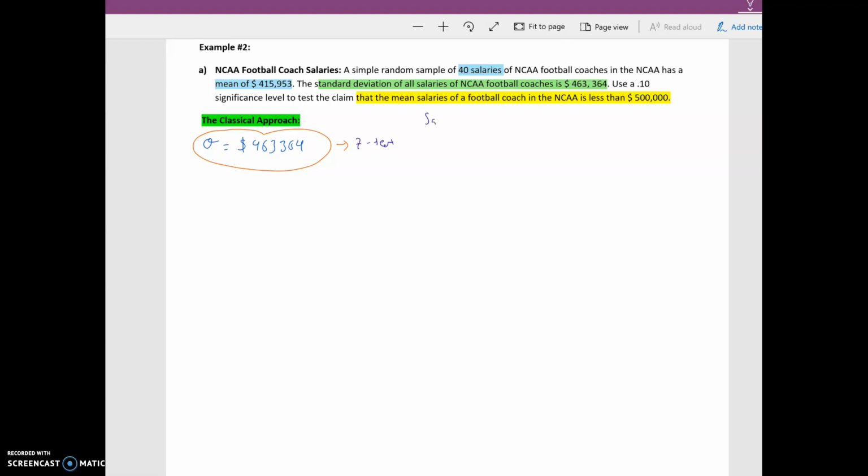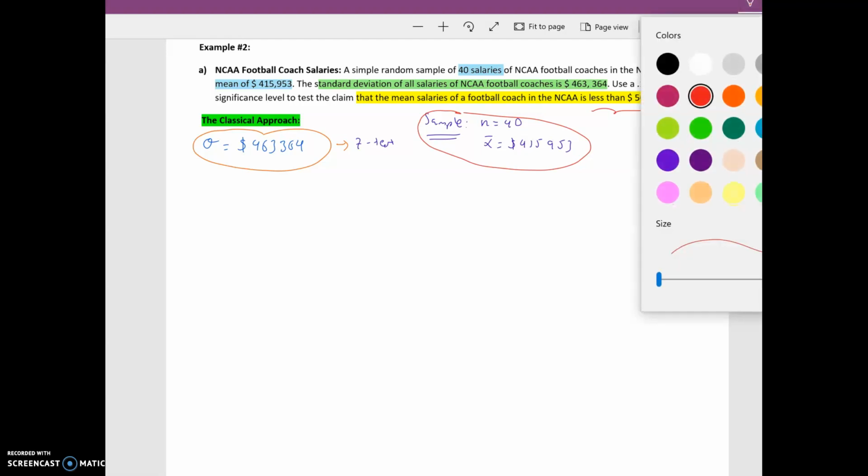Let's also look at the information of the sample, the one that we're comparing. Our sample has a total of 40 salaries, and they contain a mean of 415,953. So this is the sample that we're looking at, and let's take a look at the claim. The claim is that the mean of all salaries is less than 500,000. So in this case, it's going to be a left-tail test as we look at the actual population.